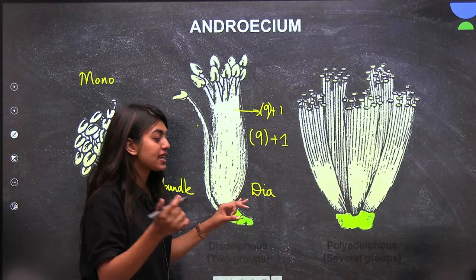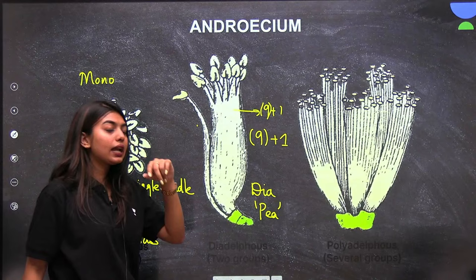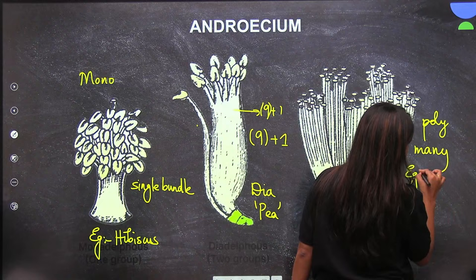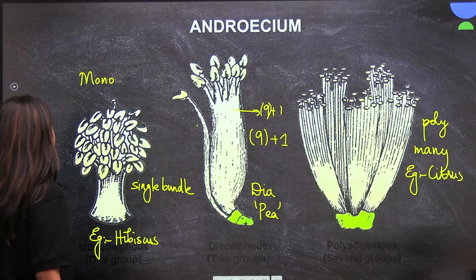You can see it in Musa. Okay. I wish I could find the flower and give you, but it's fine. Students, here polyadelphous. Many, many bundles are formed. Polyadelphous, many bundles are formed. Example, citrus, all the citrus plants, okay? Citrus. Yes, clear? Very good, okay?